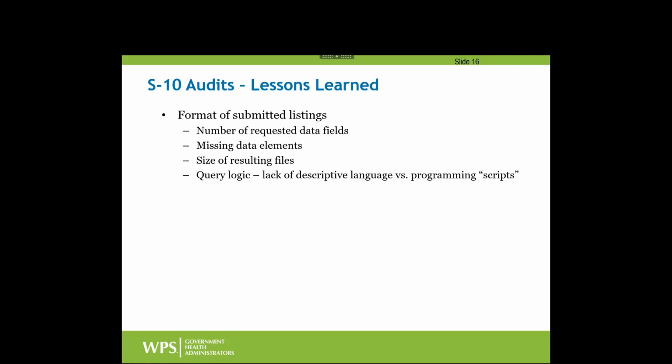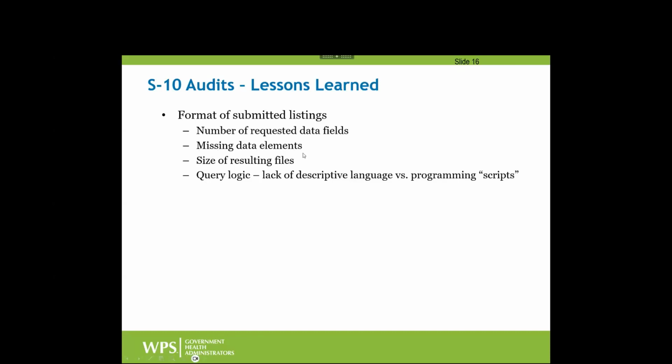I'll mention that when we get to the templates, but that was always a concern. Things like gender, social security number, date of birth, that weren't really all that necessary. Missing data elements are also an issue, when we get a listing that just doesn't have the data elements we need, some of the ones we truly need to do the audit.